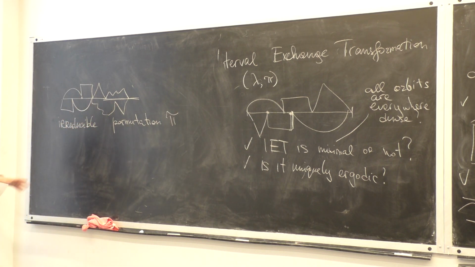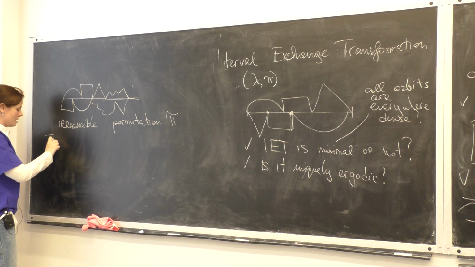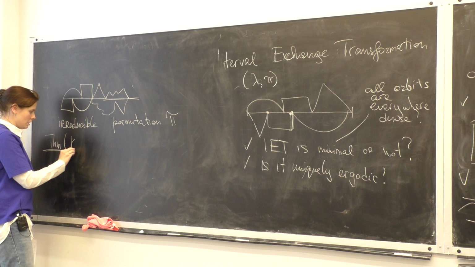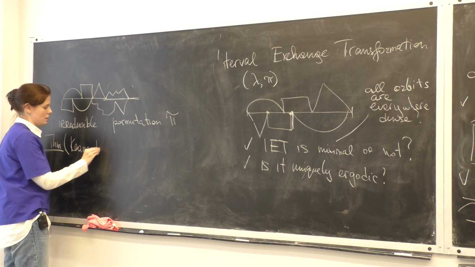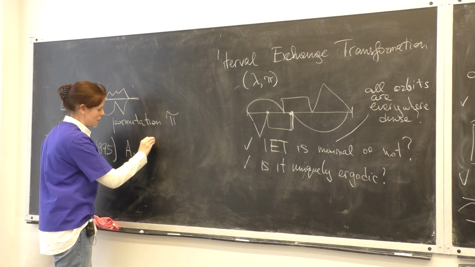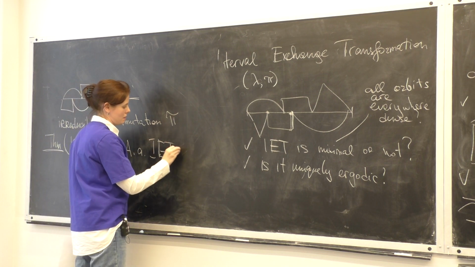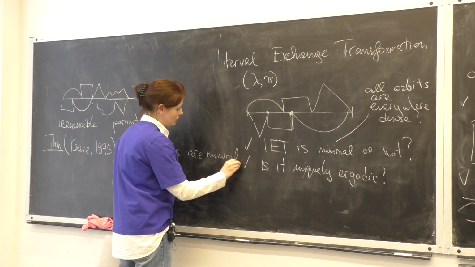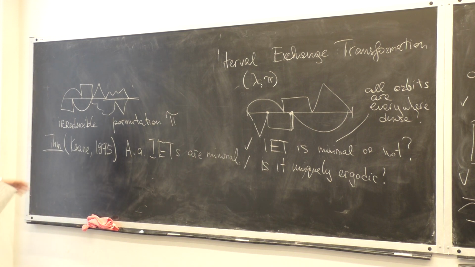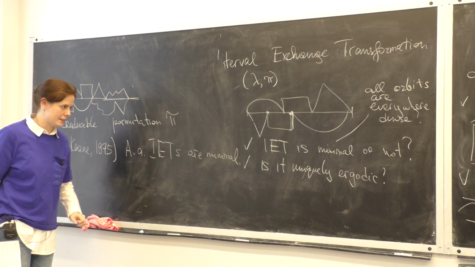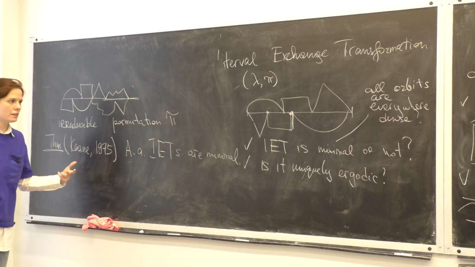If we agree that pi is irreducible, then apparently a typical interval exchange transformation is minimal. Keane, 75. So almost all of these are minimal. He even provided a much more precise statement. He gave a condition which is sufficient for minimality. More precisely, he explained the following.